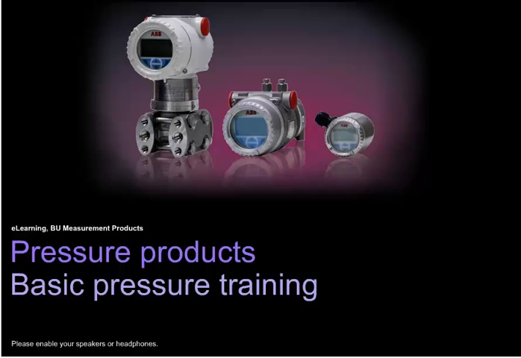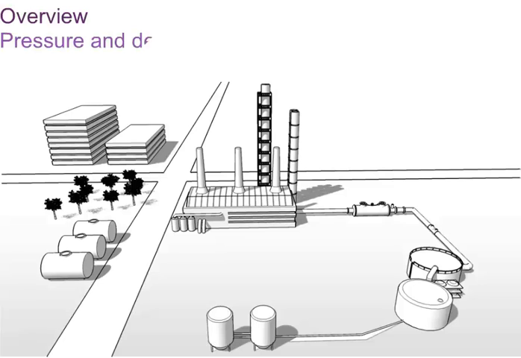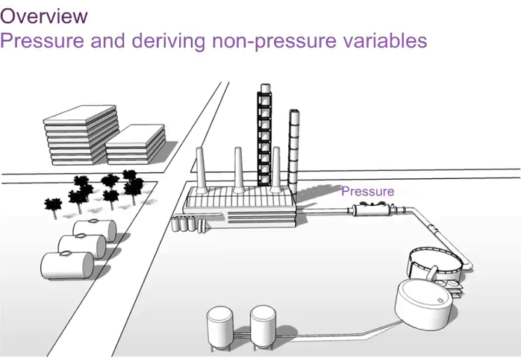This training module will introduce you to the basic principles of pressure. Pressure or differential pressure measurement in a process or plant can be used as direct measurement to detect the pressure in a pipe, or for example the differential pressure between input and output of a filter, but also in a lot of applications for the measurement of some other variables.